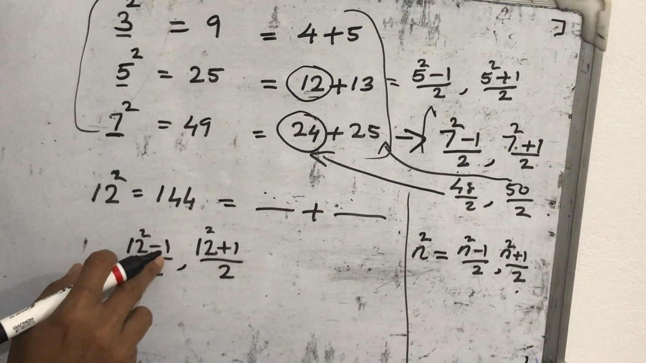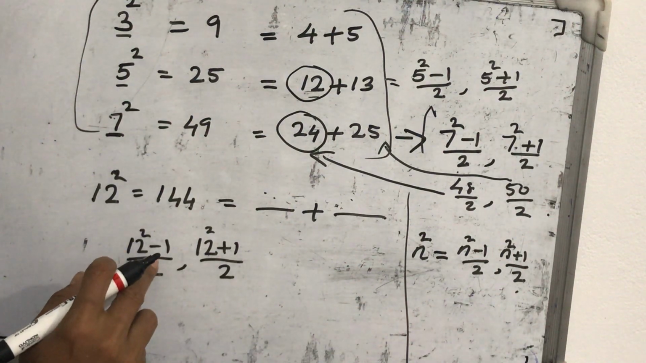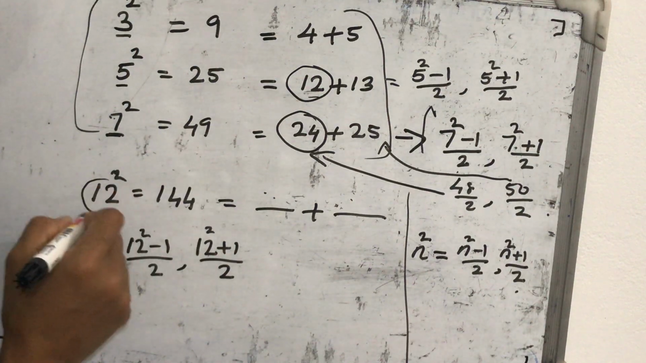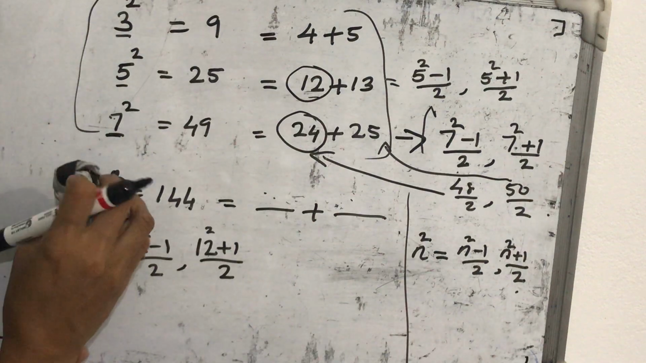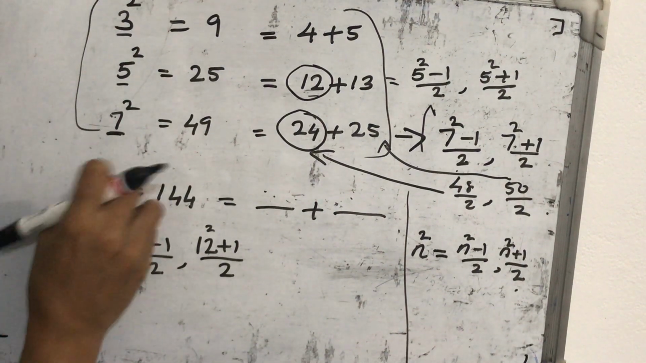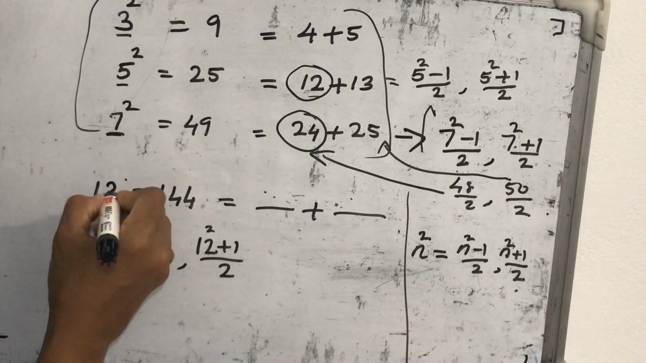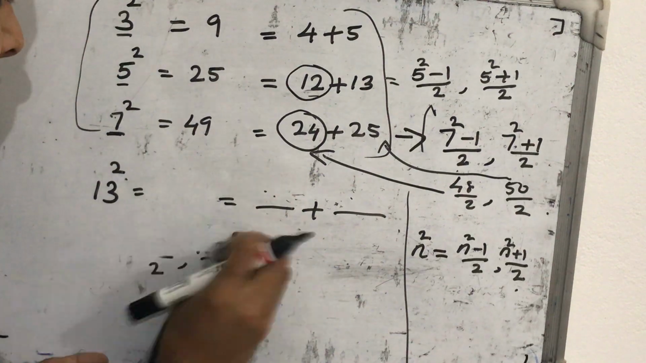144 minus 1. Okay, here one mistake happened. Here we took an even number. It is never possible. Always we must take an odd number's square. Okay, this was one mistake. We must take an example with odd numbers. So we can take 13 squared. What is 13 squared?